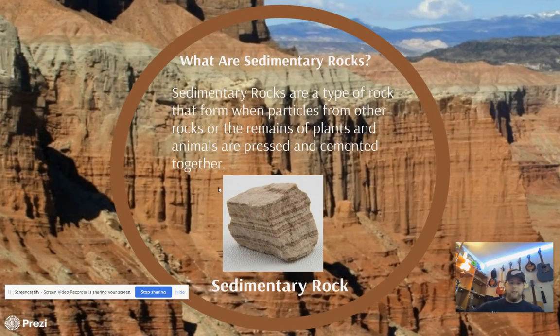All right, so let's look at some of these individually. So what are sedimentary rocks? They are a type of rock that forms when particles from other rocks or the remains of plants and animals are pressed and cemented together. That is the best concise definition of sedimentary rocks that we have. So particles from other rocks or plants and animals, like we talked about just a little while ago, are pressed, cemented together, and they give us sedimentary rocks.